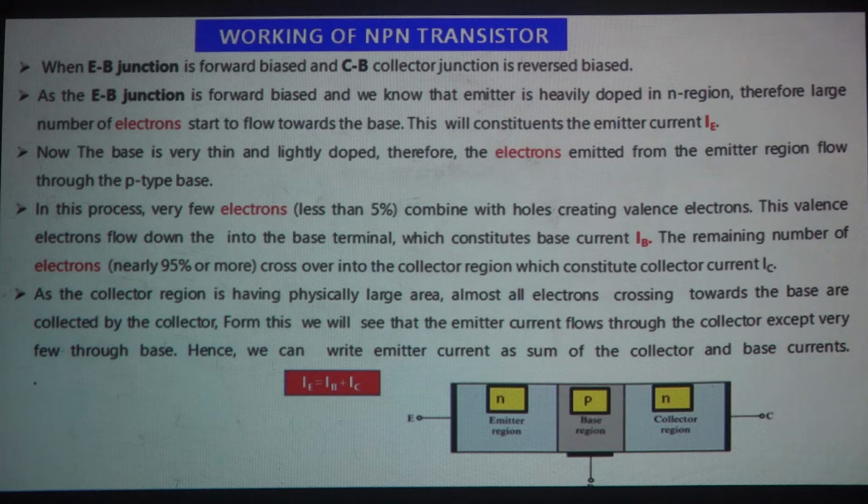and for this we can see that the emitter current flows through the collector except very few through the base, and hence we can write once again that the emitter current is the sum of the collector and base current, that is the equation IE is equal to IB plus IC, a very important equation we have here.